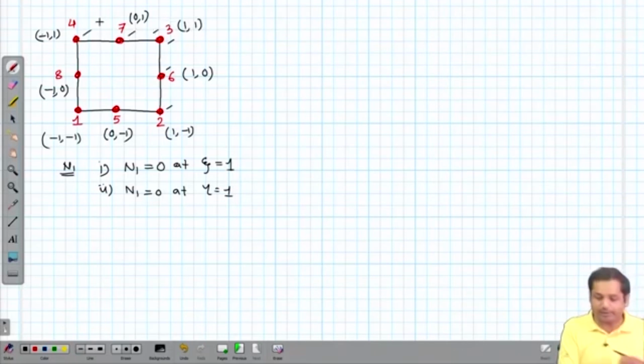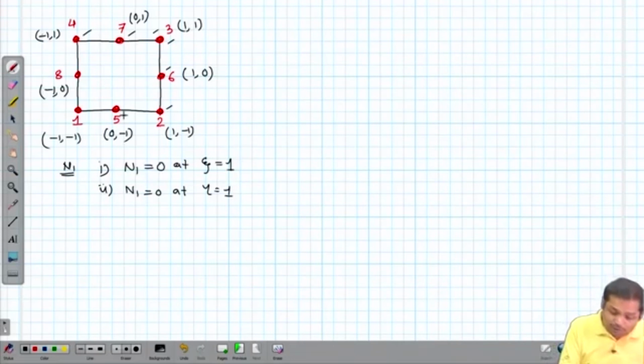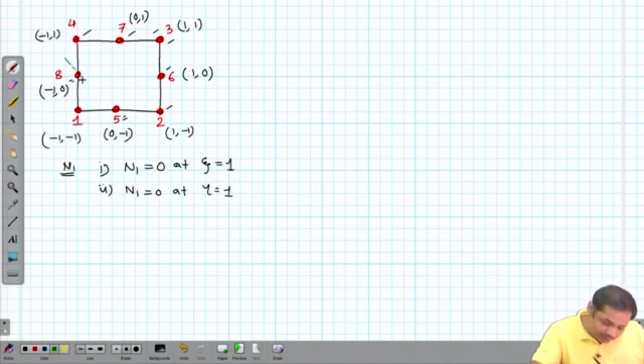this point, right? So for all these boundary nodes 2, 6, 3, 7, 4, these two conditions ensure that the shape function N1 is 0. But N1 is also 0 at node number 5 and node number 8. Okay, so N1 is also 0 along this line.